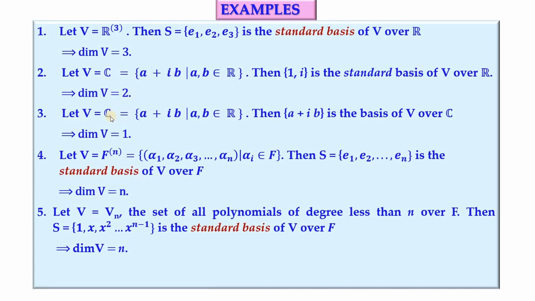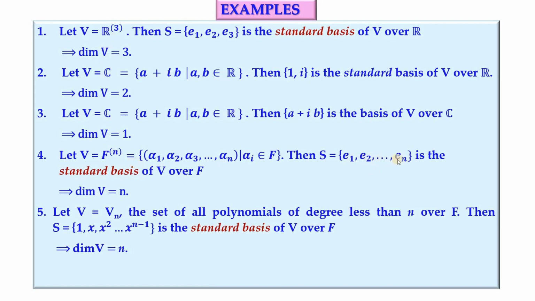But now if you regard this as a vector space over itself, then for any nonzero element, that itself will be a basis. So we have the basis consisting of only one element, therefore dimension of V is 1. Now this is the generalization of the first one.